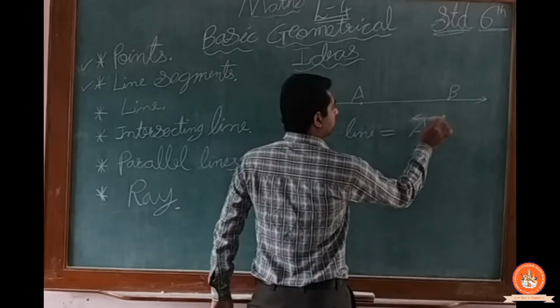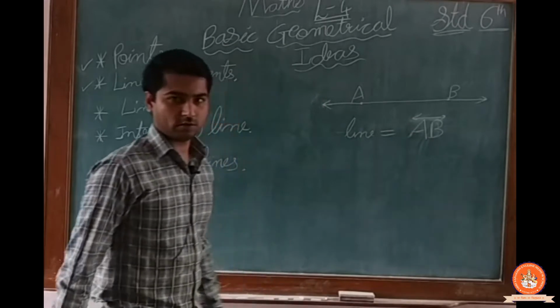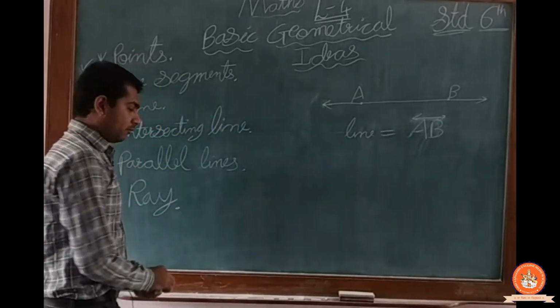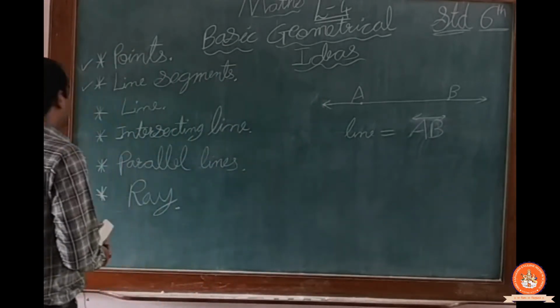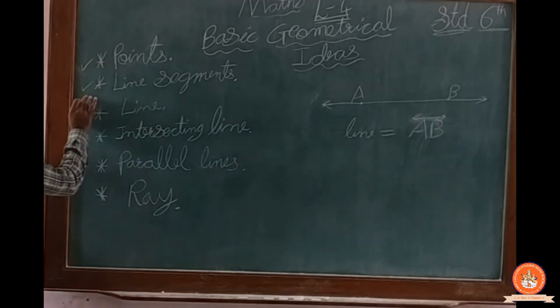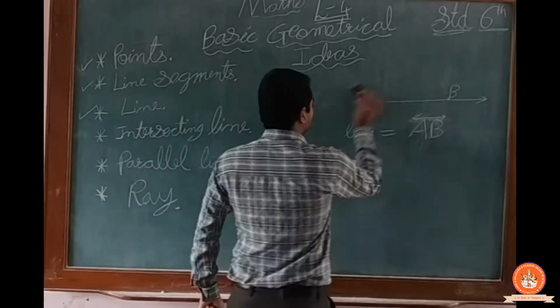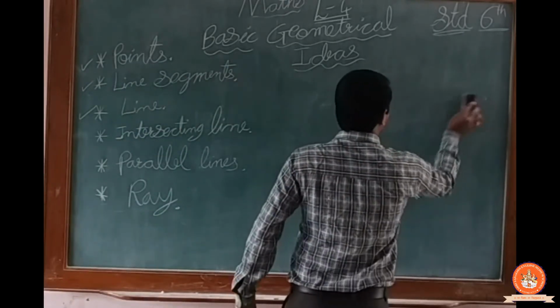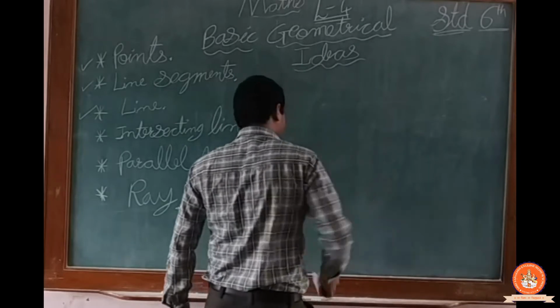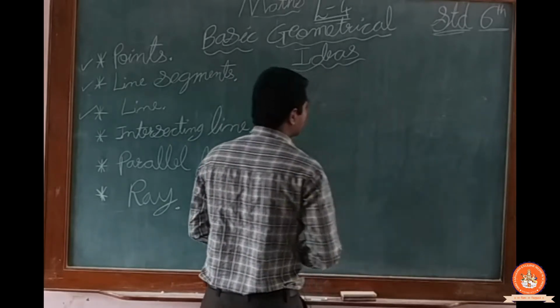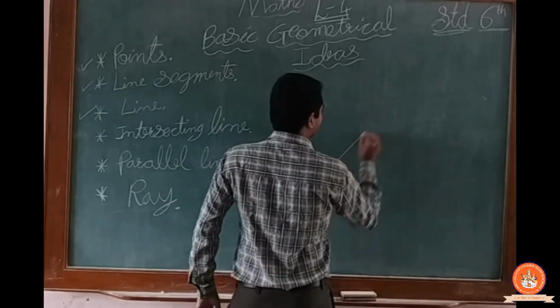एक लाइन ऊपर बनाऊंगा और दोनों साइड, दोनों एंड पे एक एक एरो दे दूंगा. This is known as a line, only line, ठीक है. Now we had completed point, we had completed line segment. Now coming on intersecting line. From the name you can easily understand intersecting means the line which cut each other. Okay, this is my line.